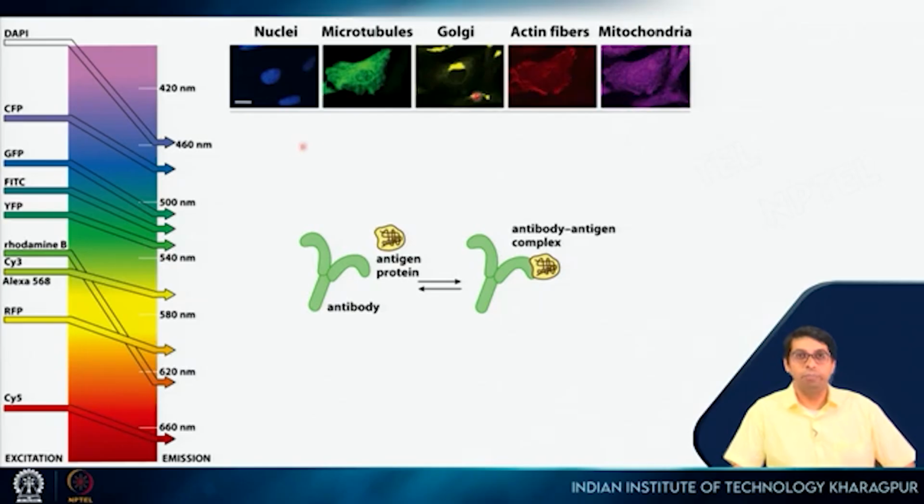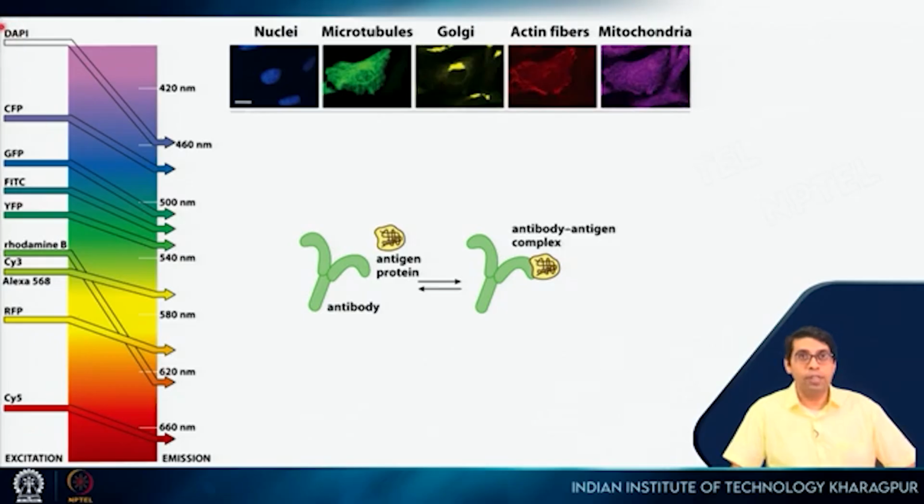So, let us see an example. There are many dyes which have been developed over the years that occupy different ranges of the spectrum, right. On the left hand side the excitation wavelength is listed, on the right hand side the emission wavelength is listed. So, you can see that for all these dyes the excitation wavelength is shorter than the emission wavelength, right. So, this is shorter, this is longer, right. And these different dyes are all listed here.